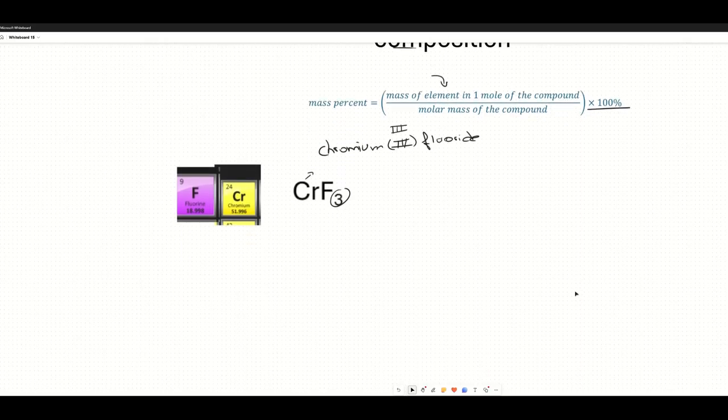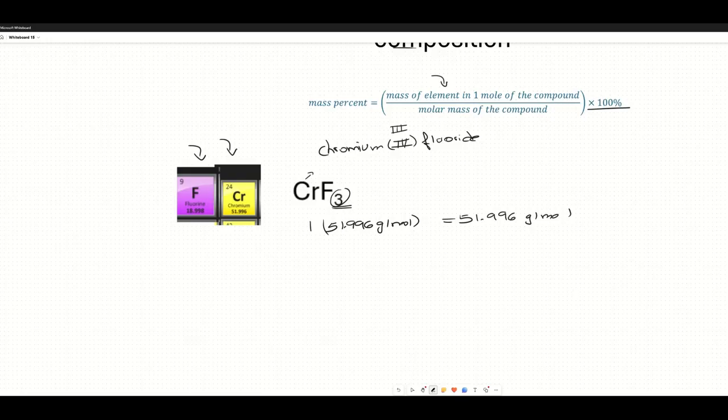The first thing you need is to calculate the molar mass. I have a piece of the periodic table here, with chromium and fluorine. Chromium, I only have 1, so times 51.996 grams per mole. The total will be 51.996 grams per mole.